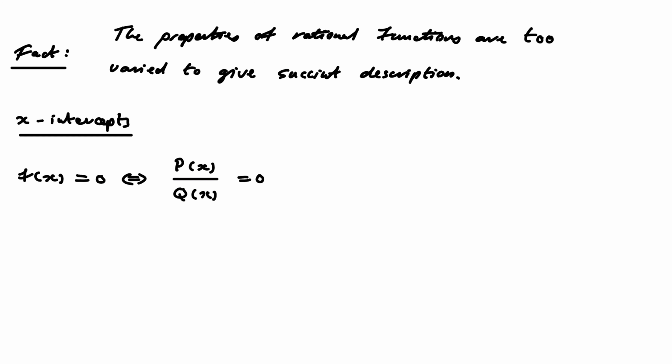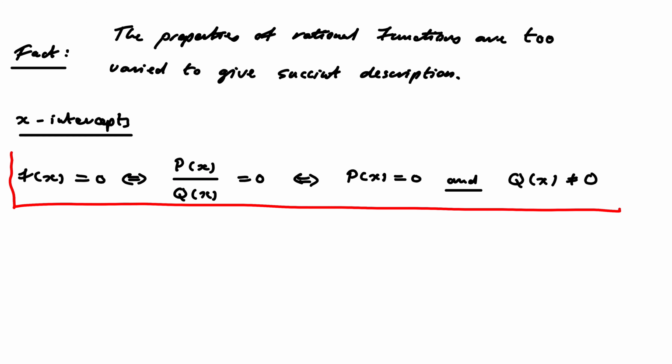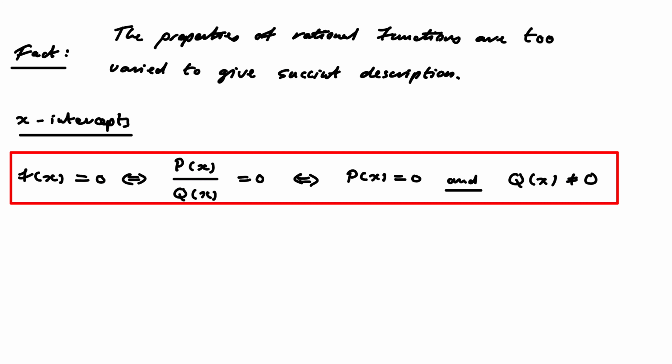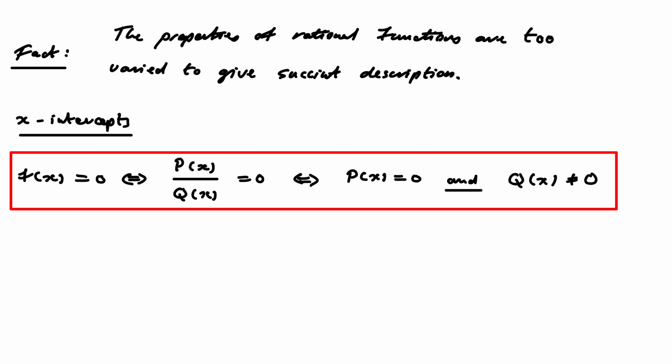And that's if and only if what? One must be careful. This is if and only if two things have to happen. p of x is equal to 0. And it's important here, q of x can't be 0. If q of x was 0, it wouldn't make sense. 0 over 0 doesn't make sense. So what does that mean? Well, finding x-intercepts now is just going to be the process of finding the zeros of polynomials.